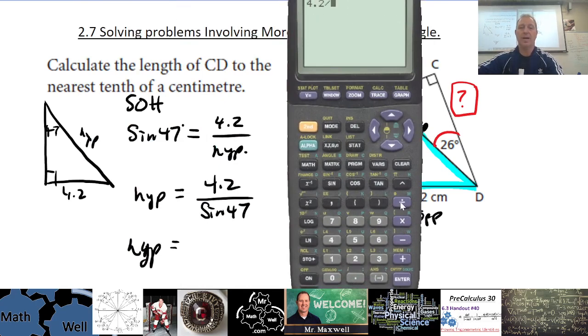4.2 divided by sine 47. You don't have to close the bracket if your calculator's like mine, because there's nothing else after that. So if I get 5.7.